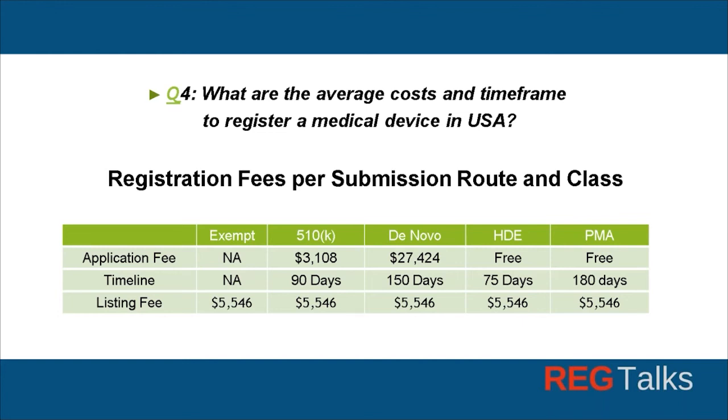If you're a very large business, the prices are higher, but it's about 90 days of review time, with the same registration and listing fee. De novo's a bit more. That's 27,150 dollars. And there are no costs from FDA for an HDE. Also for a PMA, if you're a small company, your first PMA is free. And it's about 180-day review time.